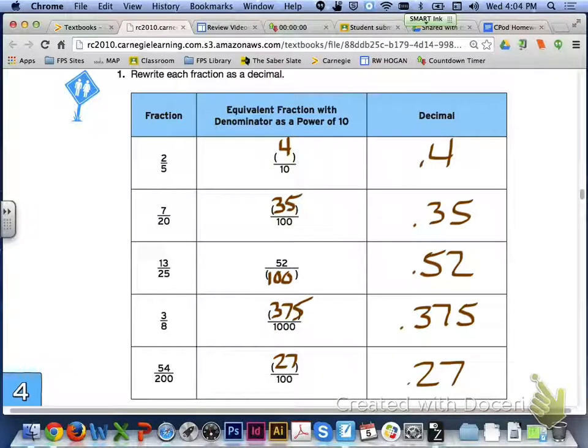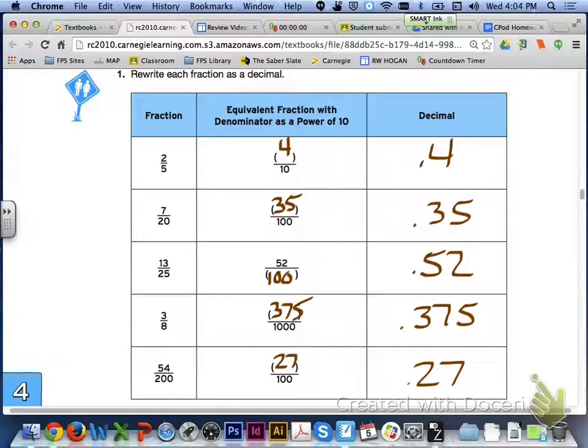Here is what your table should look like. If we have the fraction 2/5, that would be equivalent to 4/10ths, 4 over 10 as a fraction and 0.4 as a decimal. The fraction 7/20ths, equivalent fraction, we would have 35 over 100, 0.35 as our decimal, representing 35/100ths.